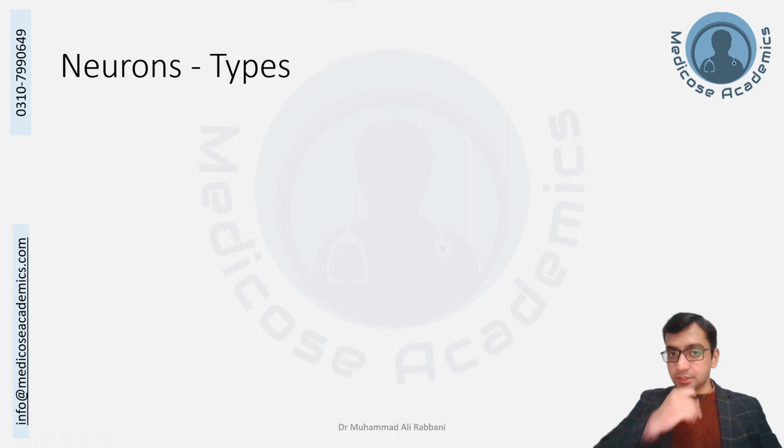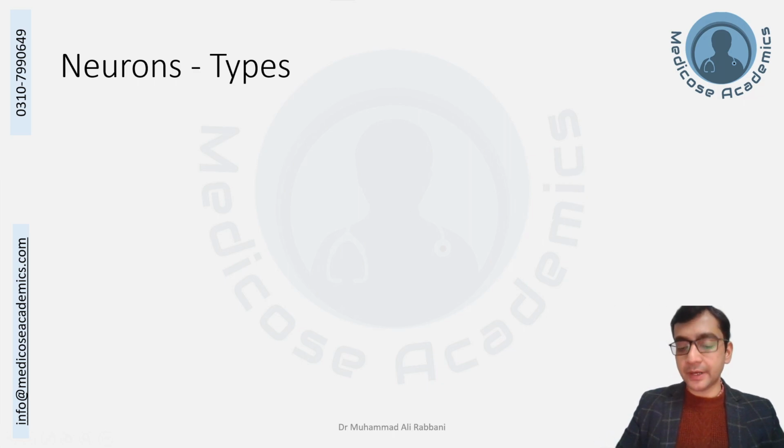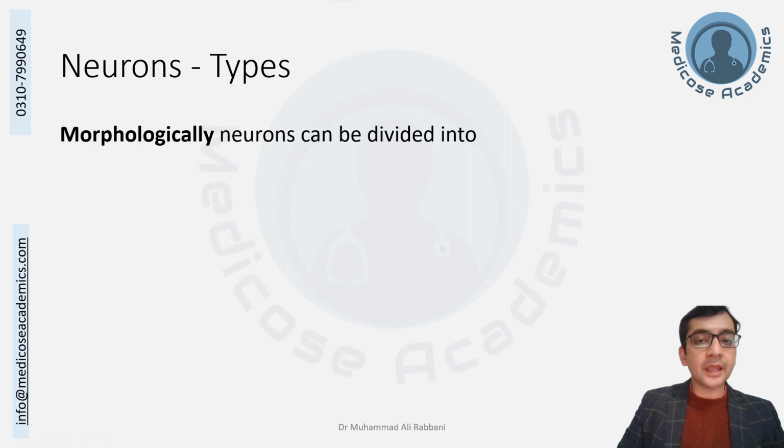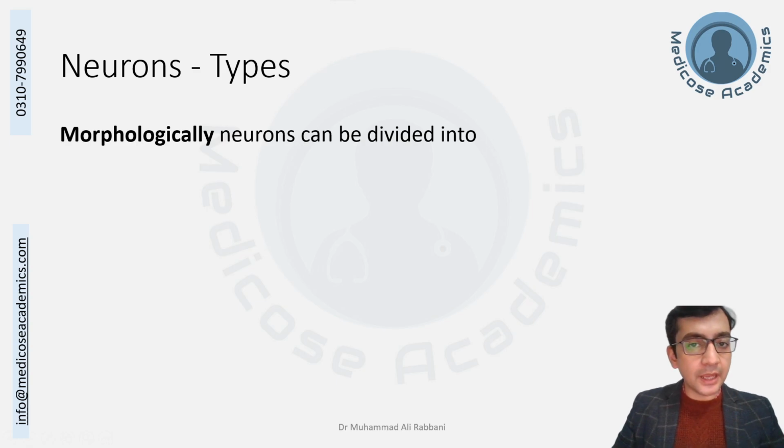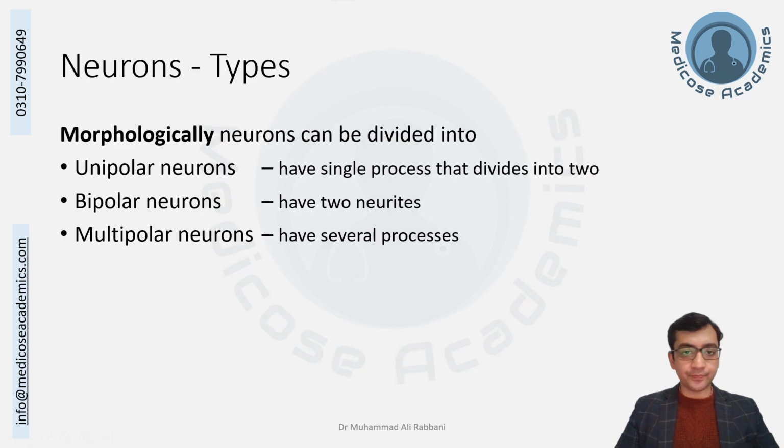So these are the neurons. On the basis of their branching pattern, morphologically speaking, they can be divided into the following types. If the cell has only one process, one neurite, it is called unipolar. If the cell has two neurites, two processes, it is called bipolar. And if it has more than those, they are called multipolar neurons.